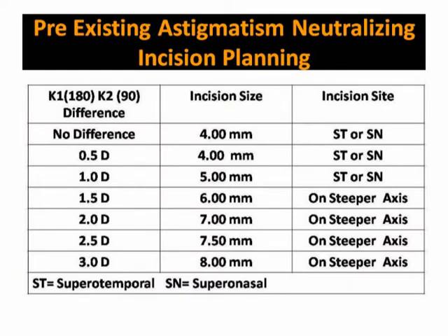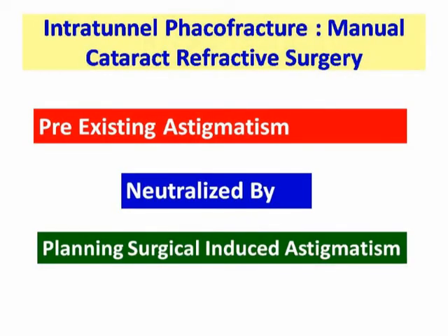Up to 3 diopters of pre-existing astigmatism can be effectively neutralized by planning the incision size and site, eliminating the need for expensive toric IOLs. So in other words, neutralizing pre-existing astigmatism by manual small incision cataract surgery-induced astigmatism is also a cataract refractive procedure.